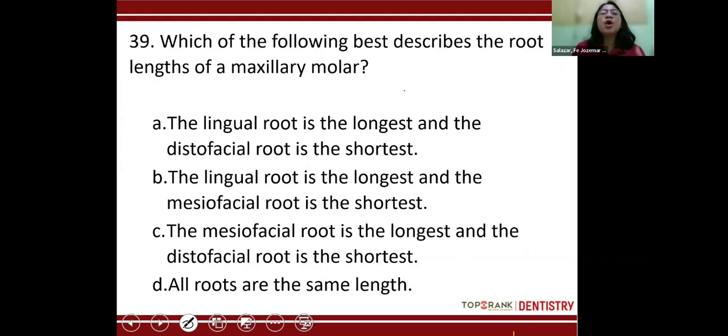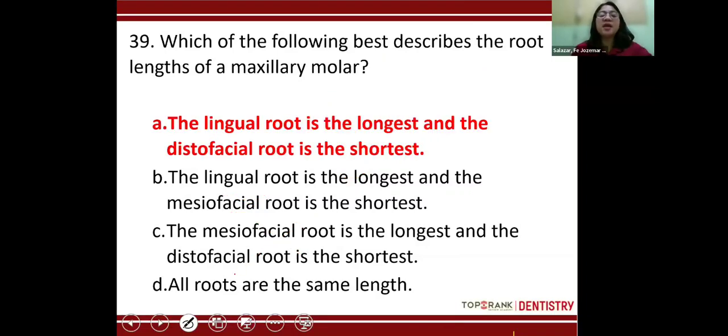Number 39, which of the following best describes the root lengths of a maxillary molar? Di ba na-discuss ko kanina? Palatal longest, distobuccal shortest. Lingual root is the longest and distofacial root is the shortest. Mesofacial root longest, no. So the correct answer is letter A. Roots are not of the same length, definitely. Lingual root is the longest, followed by the mesobuccal root, and the shortest is the distobuccal root.